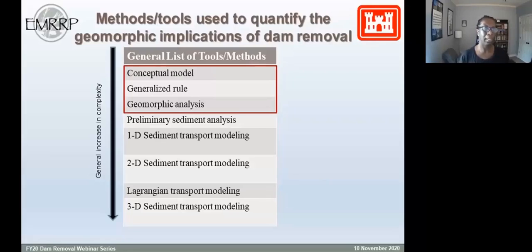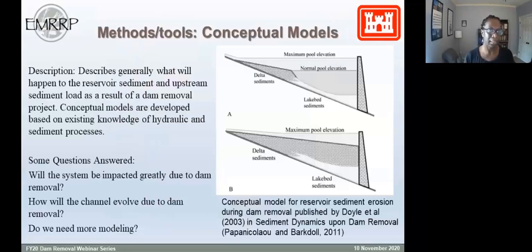So I'll begin by categorizing these together, lumping them together: the conceptual model, the generalized rule, and the geomorphic analysis. So the conceptual model is basically just having a general understanding of the hydraulic and sediment processes in a system and using that to make some statements about the impact of dam removal on sediment transport in a system.